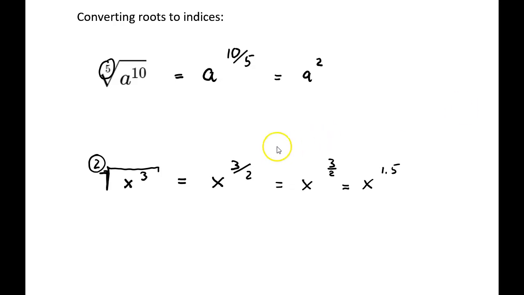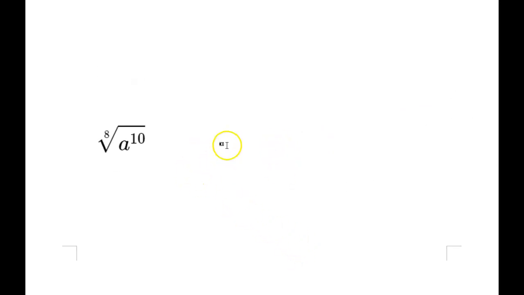Here is another example. Here we need to write this as an index. Again, it's very straightforward: a to the power of 10 divided by the root, by 8. So we get a to the power of 10 over 8, and we can simplify this a little bit, so that would be 5 over 4 in the index. So very easy and straightforward to convert roots into an index.